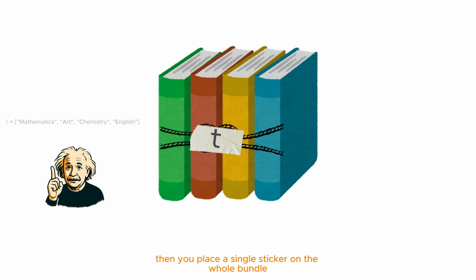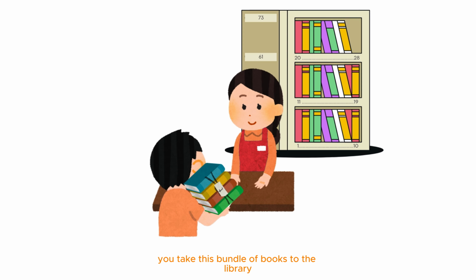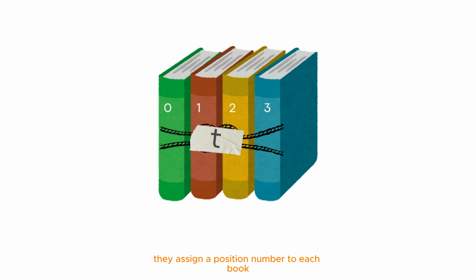Then you place a single sticker on the whole bundle with the label T. You take this bundle of books to the library. The librarian, our PVM, looks at it and confirms that no other bundle is already named T. Then they do something very important. Internally, they assign a position number to each book inside your bundle. And the library system is built to always start counting from 0.